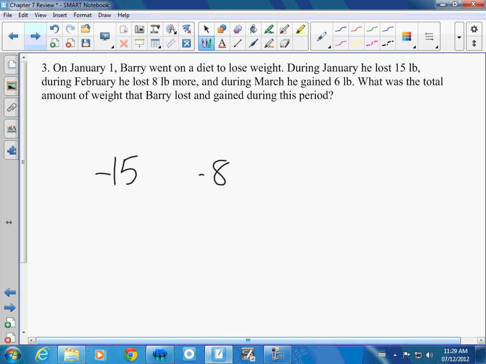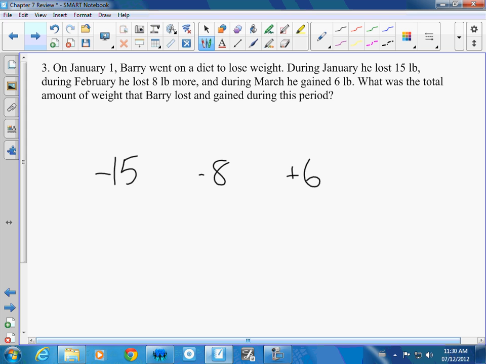Plus 6. What we want to know, guys, is the total value, like overall, that he gained or lost. Just the total amount. Add them together. Subtract them together. No, but if you add them together, you're going to have a negative and a negative. That'll give you what he ended up at. But what I want is the total amount that he gained or lost, like the overall amount.